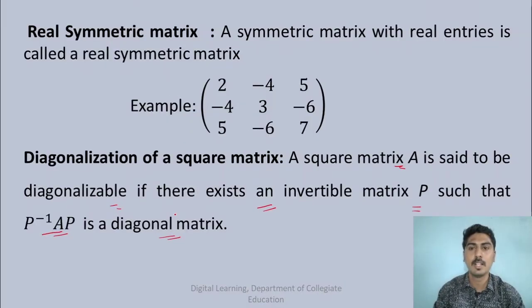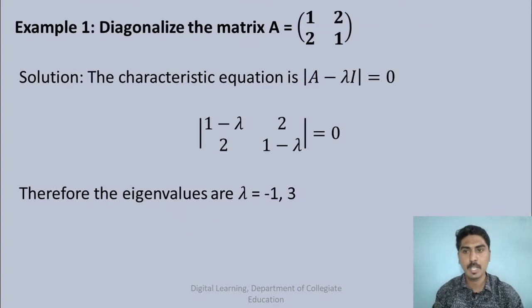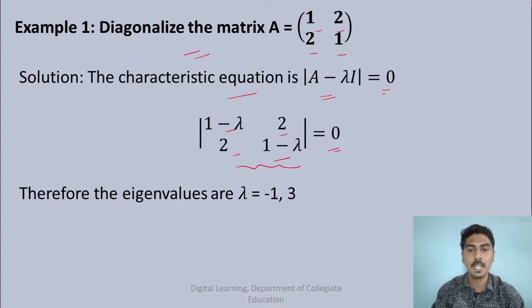Now we shall see the diagonalization using an illustration. Diagonalize the matrix A equal to 1 2 2 1. First, consider the characteristic equation. The determinant of A minus lambda I equal to 0. We have determinant of 1 minus lambda 2 2 1 minus lambda equal to 0. If you solve this equation, you will get lambda is equal to minus 1 and 3. These are the eigenvalues of this matrix.